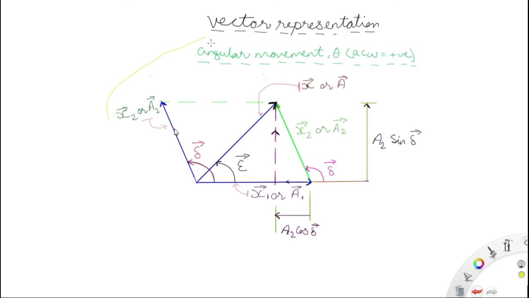Okay, so x2 is the linear displacement vector caused by the force F2, and a2 is the amplitude of the SHM caused by the force F2. So one is caused by F1 and two is caused by F2. Both are linear displacement and amplitude. So one is for force F1 and two is for force F2.